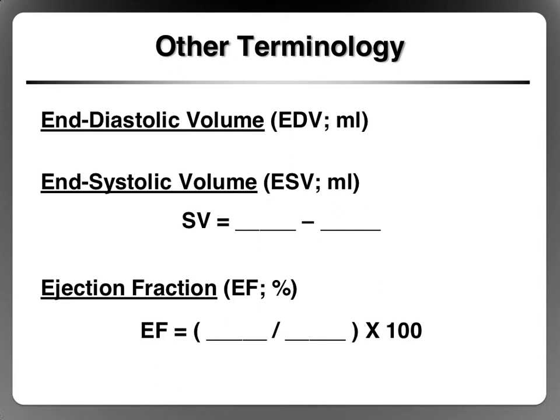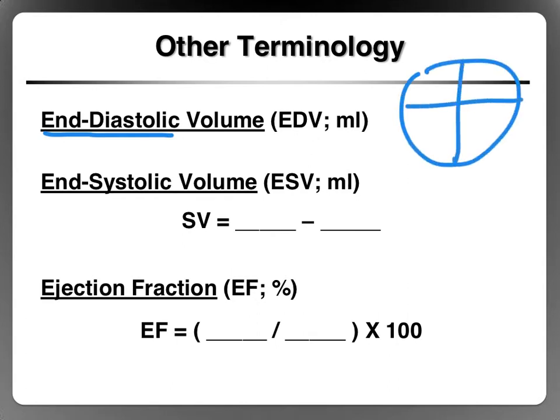All right, more terminology. End diastolic volume, and we are talking about the end diastolic volume of the left ventricle. Again, most of this terminology is referring to what's going on with the left ventricle. So think about what's happening during diastole. Go back to the definition of diastole. During diastole, the chamber is at rest, and we're talking about the left ventricle. And when the left ventricle is at rest, it's filling with blood.